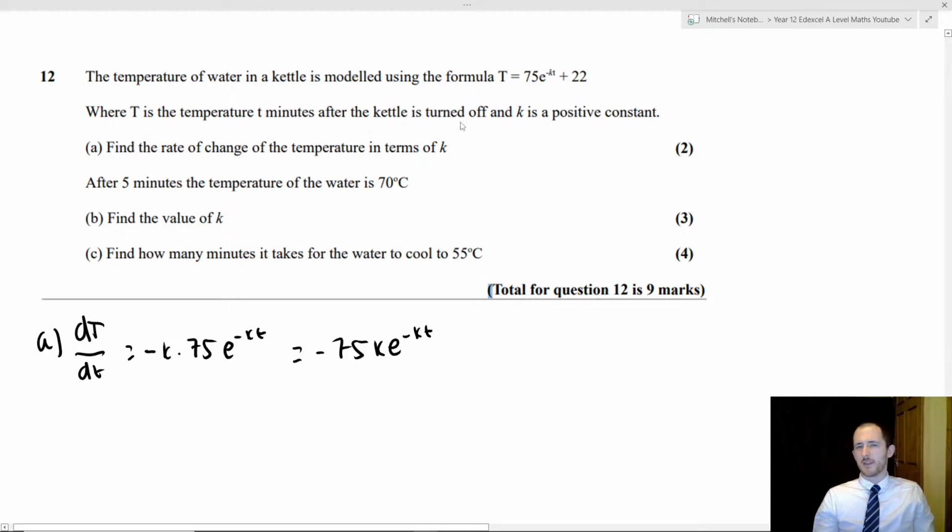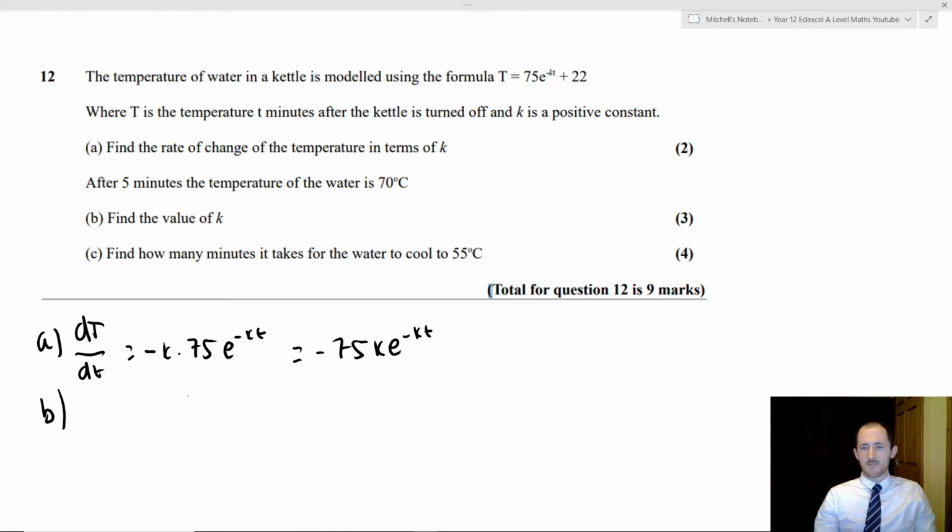Now, if we think about this, this is the temperature after turning the kettle off. We're saying how quickly does the temperature change? It should make sense that it's negative, because the temperature should be decreasing over time. That's 2 marks. That's not really bad.